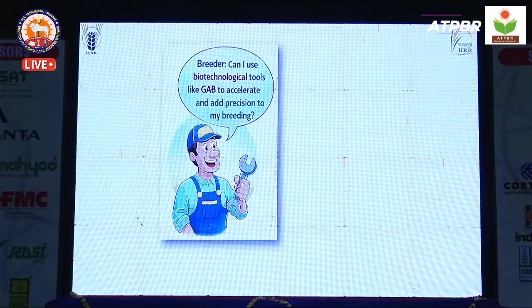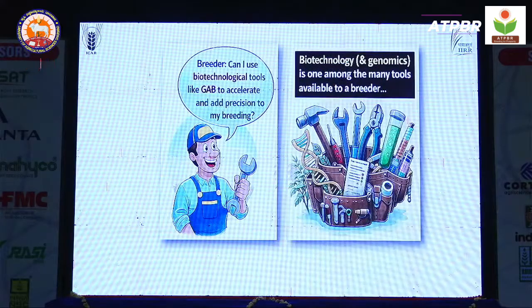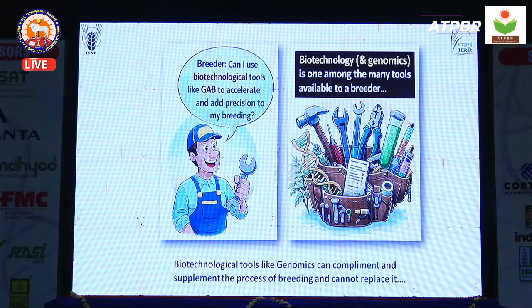Finally, this is my concluding slide. A breeder can ask a question, whether he can use biotechnological tools for improvement of a trait? The answer is definitely yes, but we need to remember that biotechnology is one among the several tools available for a breeder. At the end of the day, biotechnological tools like MAS, molecular breeding, and genomics can only complement and supplement the process of breeding. It will never replace the process of breeding.